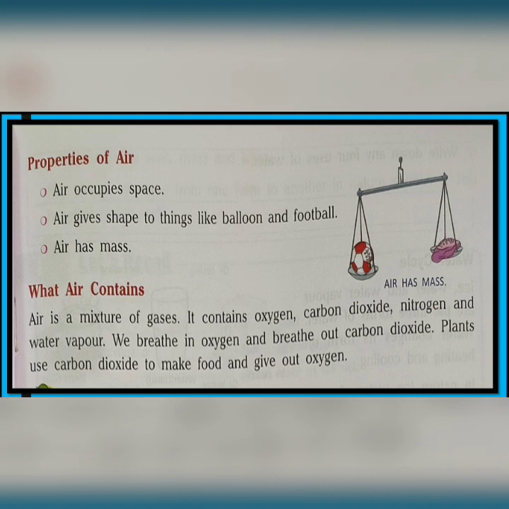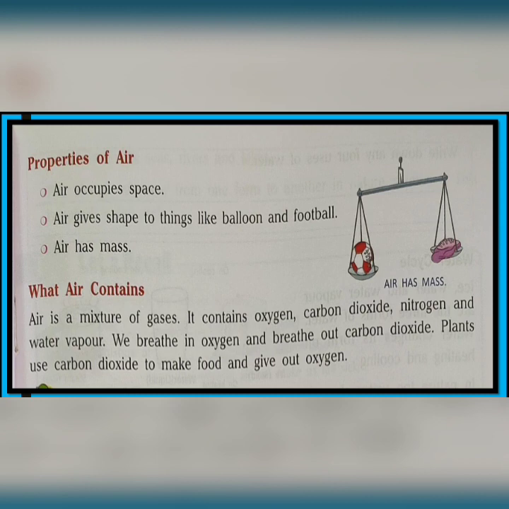Now let us know the properties of air. The first property is that it occupies space. It gives shape to things like balloon and football. And air has mass also. So these are the main three properties of air: it occupies space, it gives shape to a ball or balloon, and it also has mass. Now the next thing comes, what air contains.